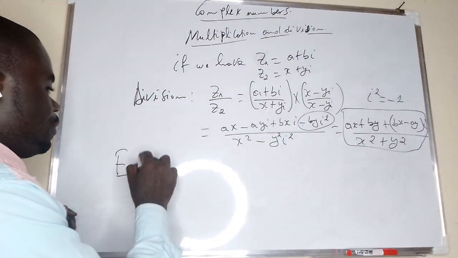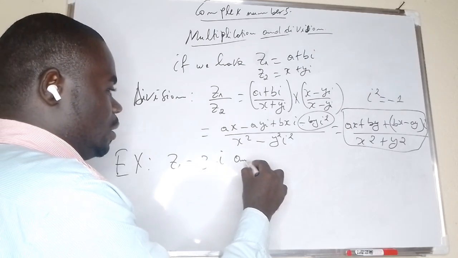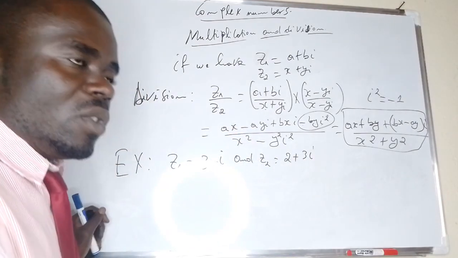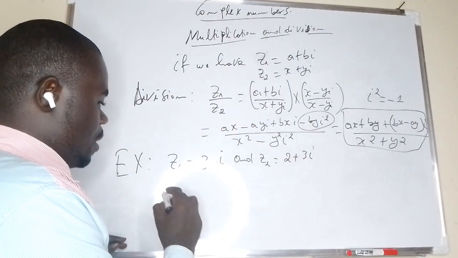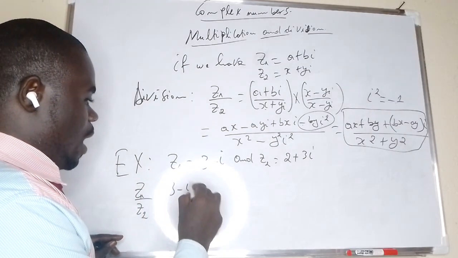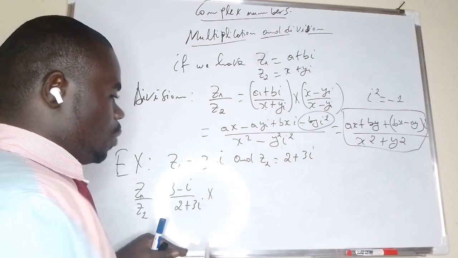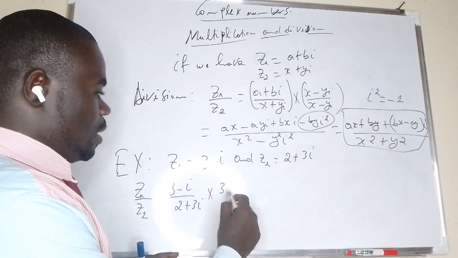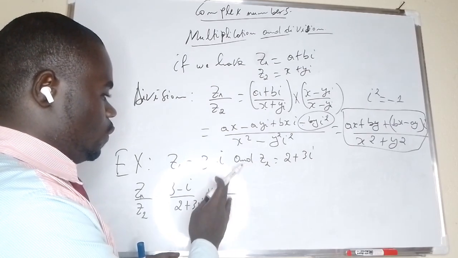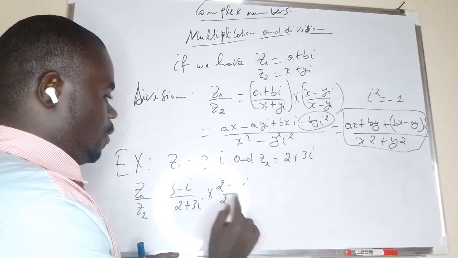Now, an example here, we can take z1, which is equal to 3 negative i, and z2, which is equal to 2 plus 3i, as we used for the multiplication. Now, z1 over z2 will be 3 negative i over 2 plus 3i. So we multiply with the conjugate, as we have said, 2 negative 3i over 2 negative 3i.